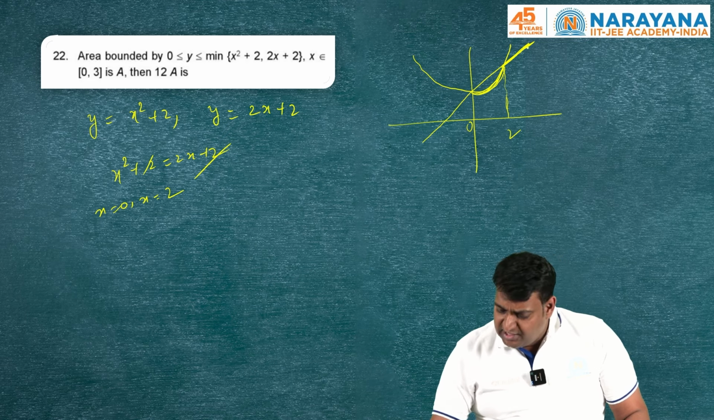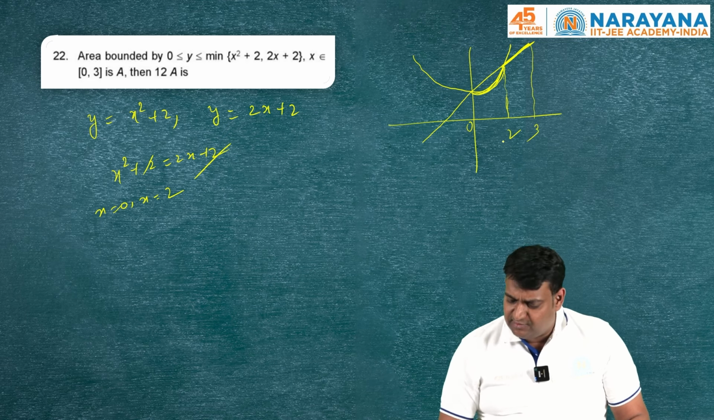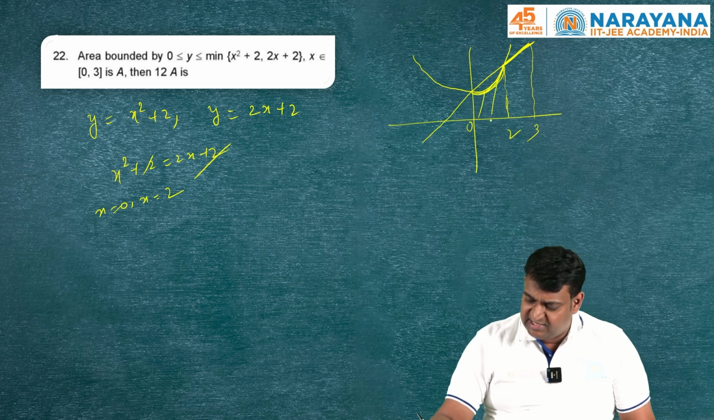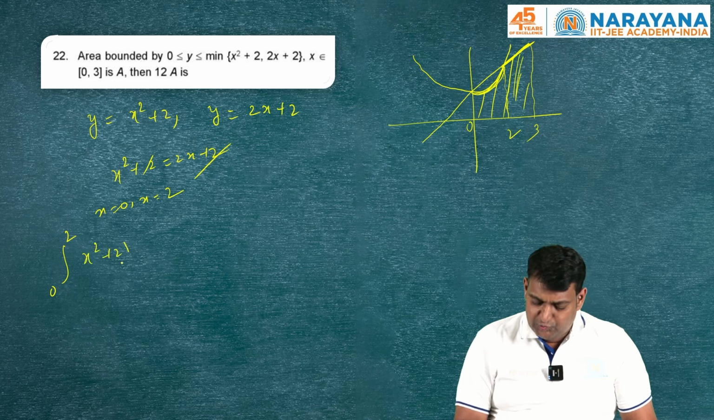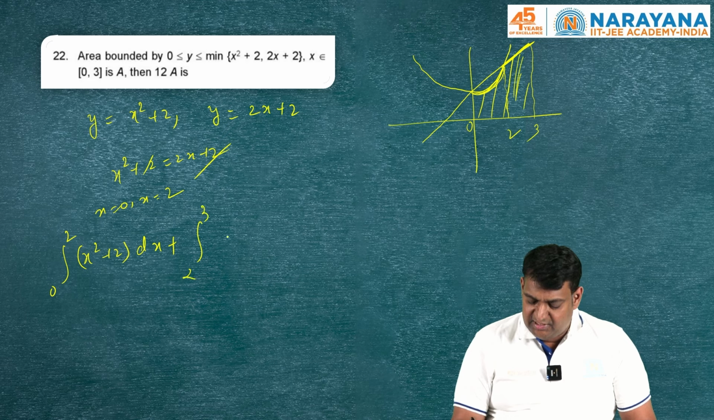Now he asks you up to area bounded up to 3. So come on, very simple. What is the area? This is the area he is asking you to calculate. That is integral 0 to 2 x square plus 2 dx plus integral 2 to 3.